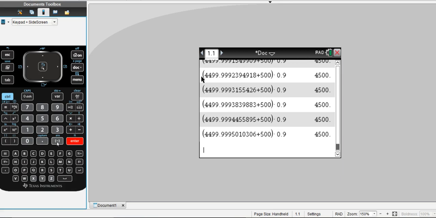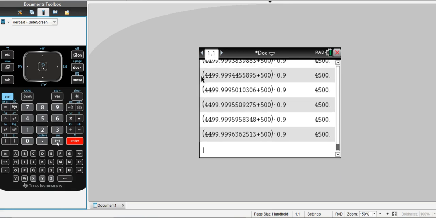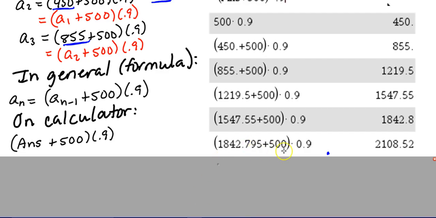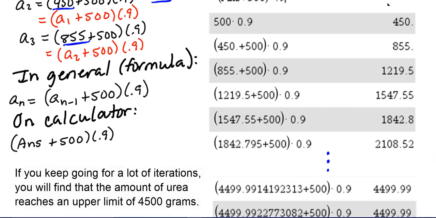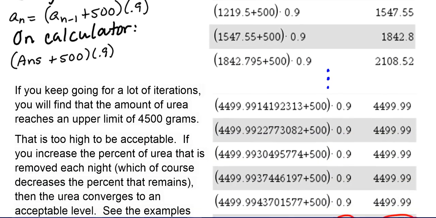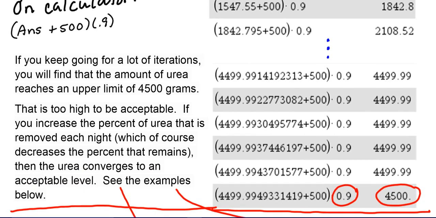Oh my gosh, it looks like it's leveled off. It's not increased at all. So it looks like if we kept going with this process, eventually we would have a sustainable level at 4,500 grams of urea, which is still higher than we want, but we do see that this is a sustainable process. So what we're going to have to do, and I'll kind of take this off. Okay, so this is what we ended up with. We ended up, after a long time, with 4,500.